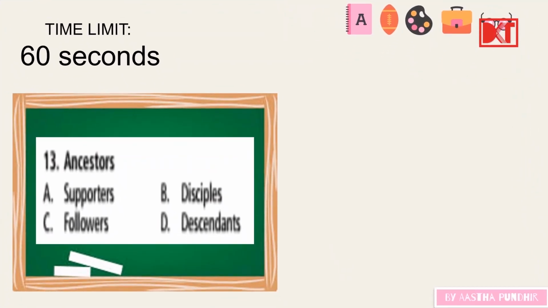Next word we have is ancestors. The options here are supporters, disciples, followers and descendants. Now ancestors are your previous generations. So the opposite would be descendants. Descendants are your next generation.